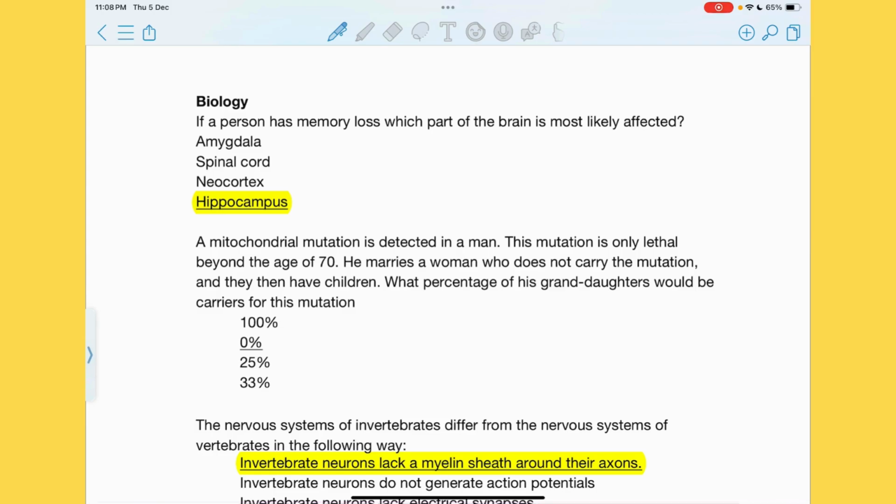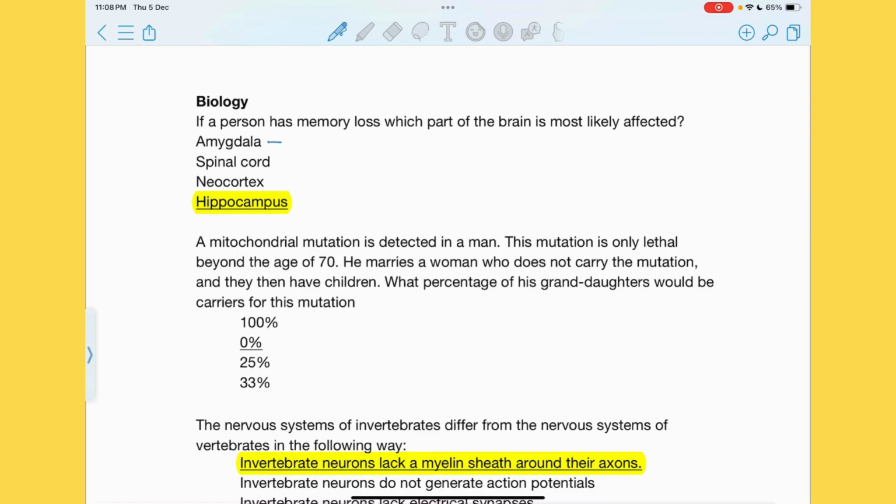So we were solving the GS 2022 paper of TIFR JGEEBILS. Now we'll start with part 4 of the series with the biology section. So let's get started. The first question says, if a person has memory loss, which part of the brain is most likely affected?